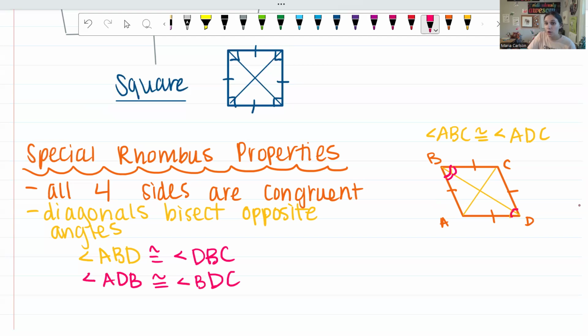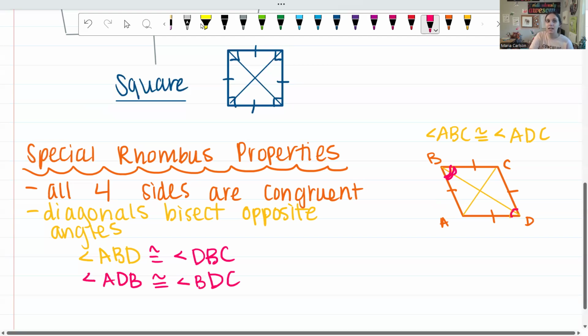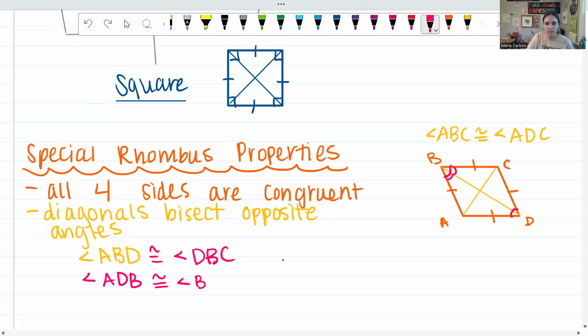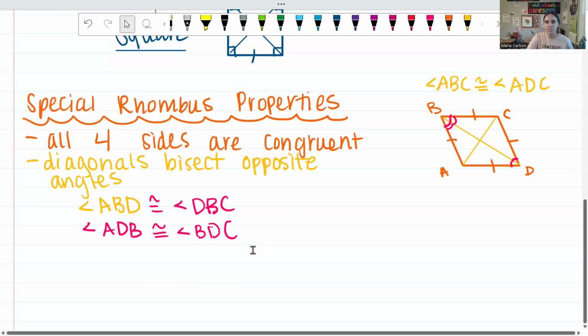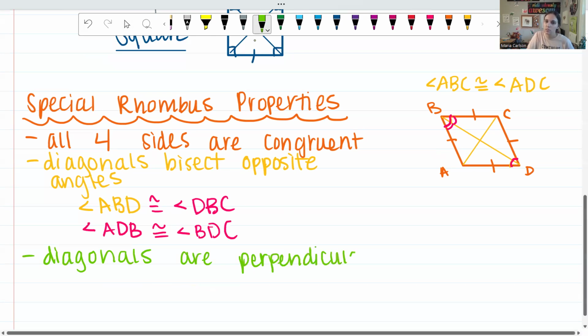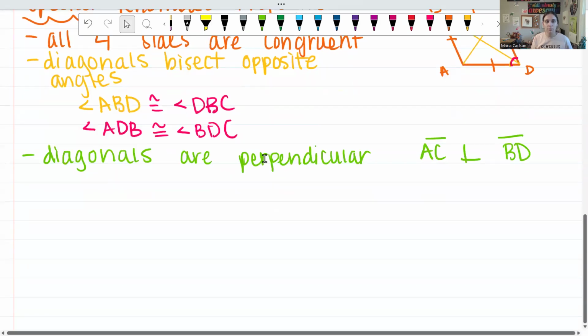But then, of course, we know overall that these two angles themselves, angle B and angle D, are congruent. So a lot of unique properties going on here. Oops, I didn't mean to undo all that. So the diagonals bisect the opposite angles and your diagonals are perpendicular. So I know then that AC is perpendicular to BD. So those are our rhombus properties.